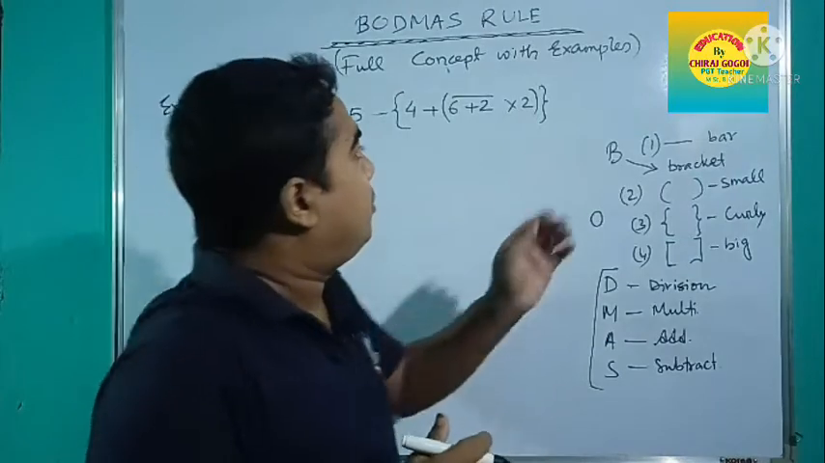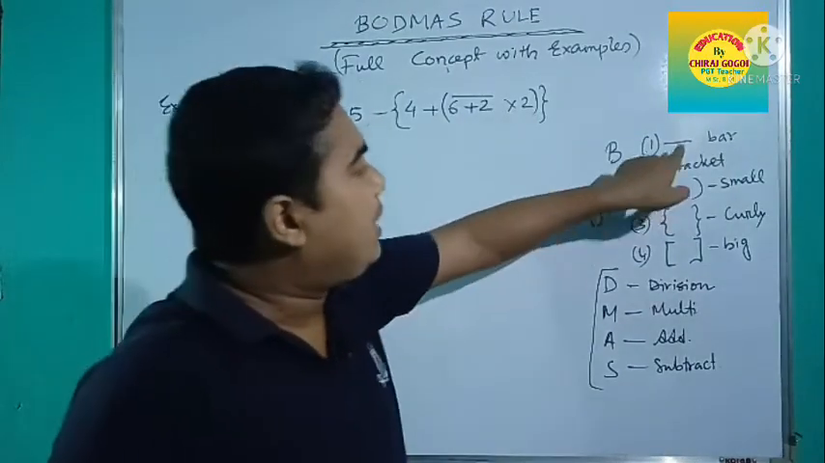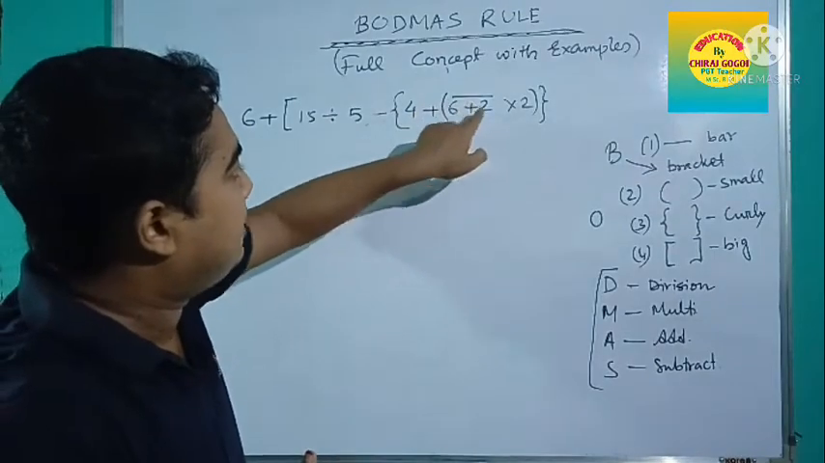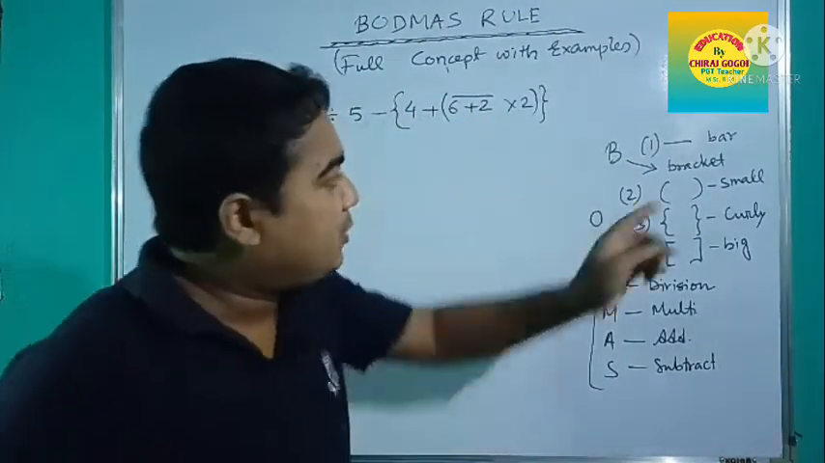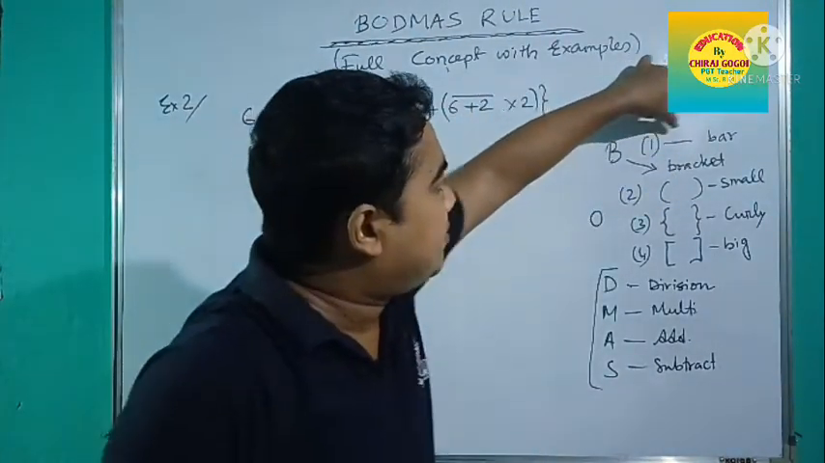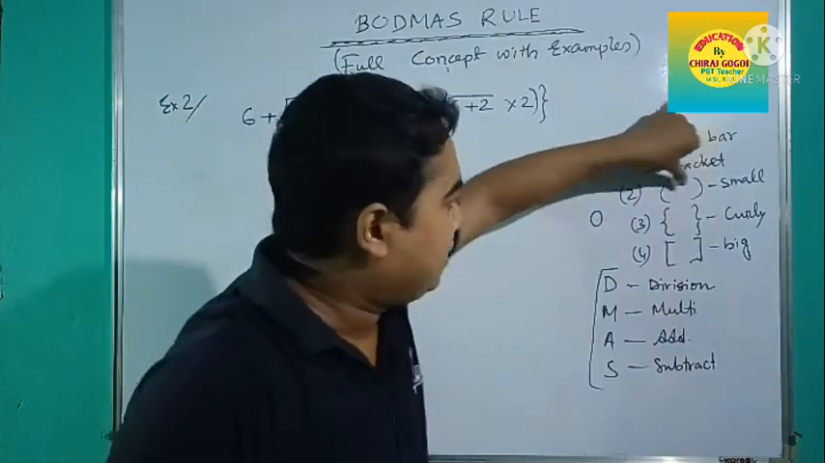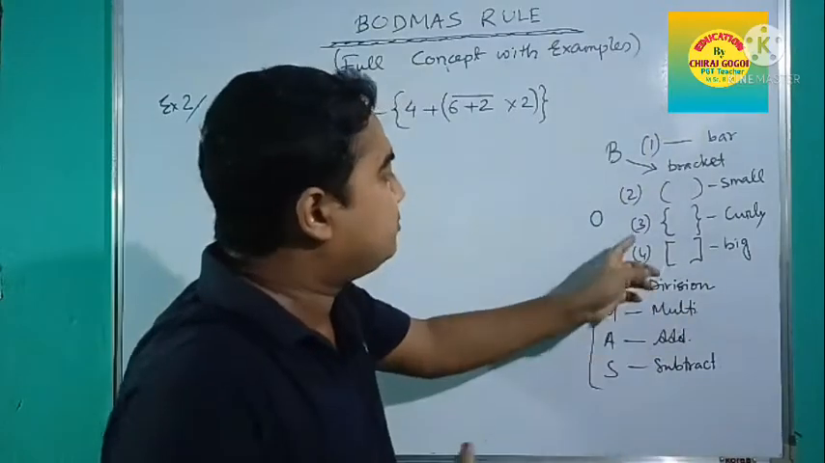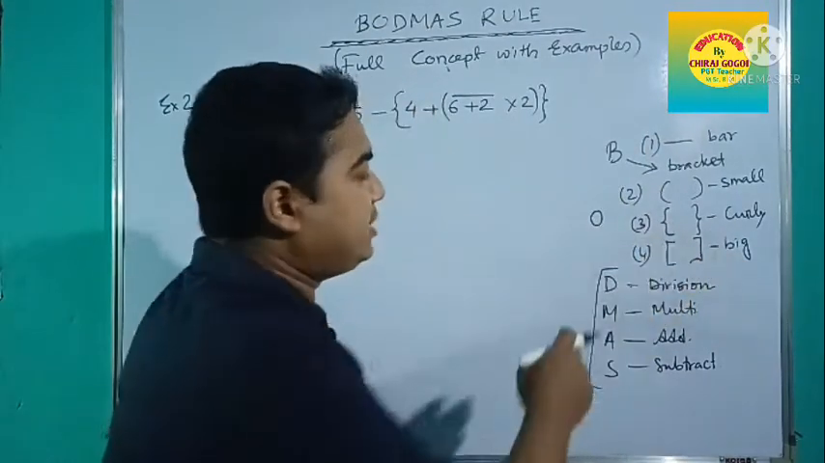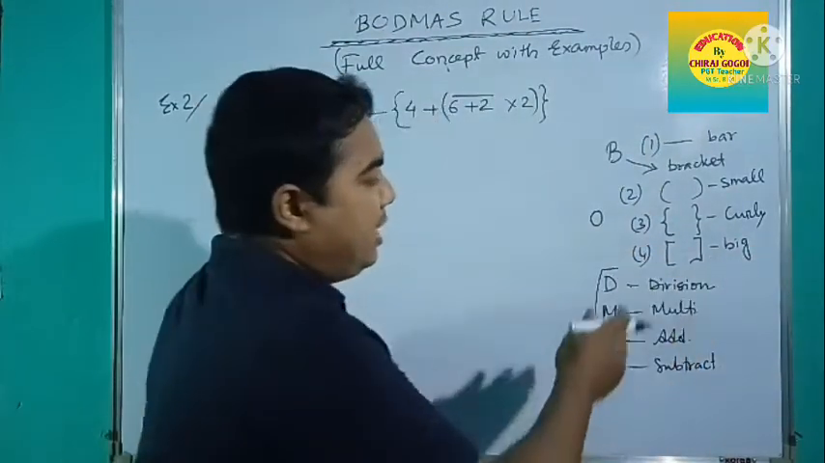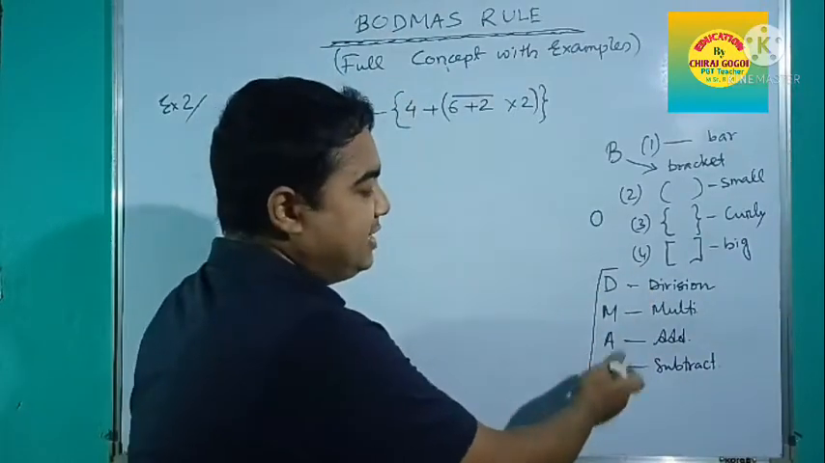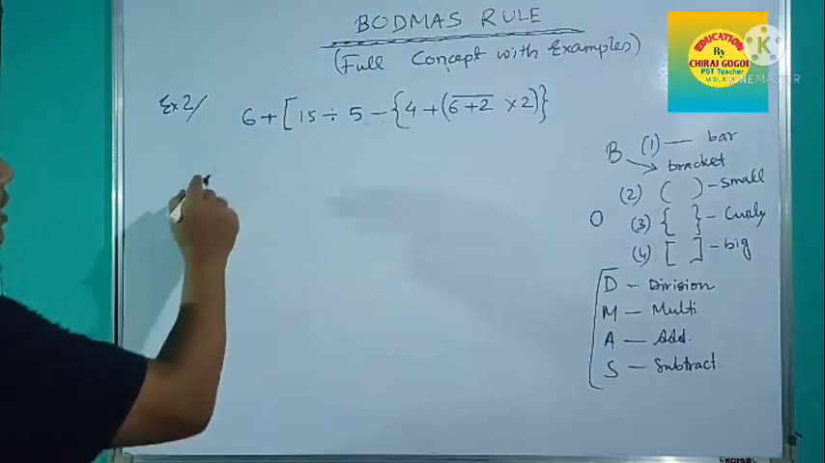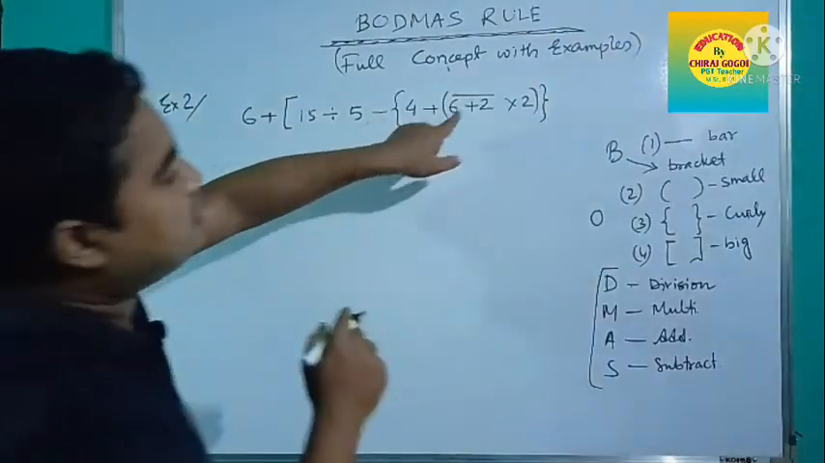For the BODMAS rule, at first we need to apply the bar symbol. This bar symbol is available in this example. So first the bar, next the small bracket, next the calculation inside the curly bracket, next between the big bracket, and next division, multiplication, addition, and subtraction. These are the operations.